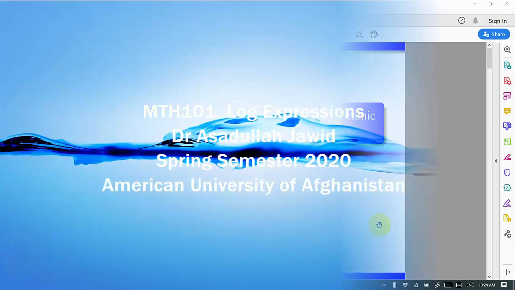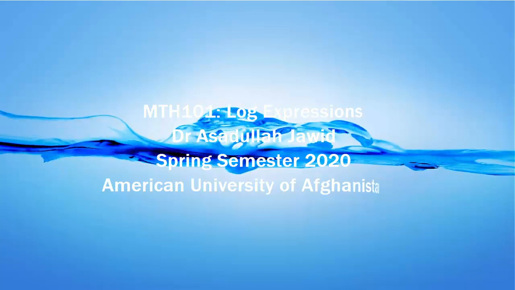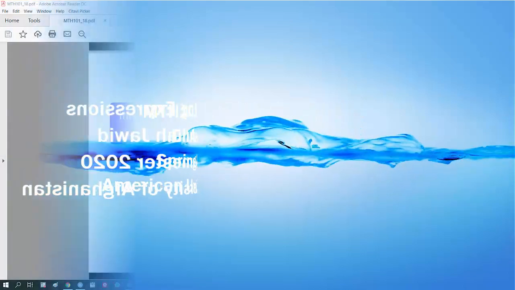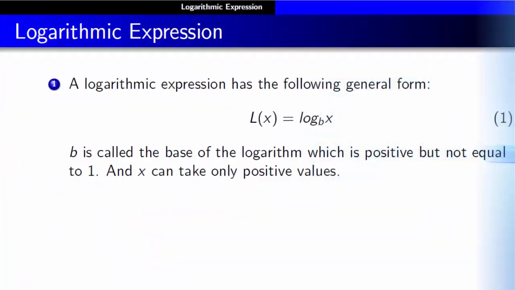Today we start with a new chapter on logarithmic expressions and then we move on to logarithmic equations. The general form of a logarithmic expression is as follows. L of x, L is a name, you can put anything instead of L, is equal to log base b of x. This is how you read a logarithmic expression. Log base b of x.